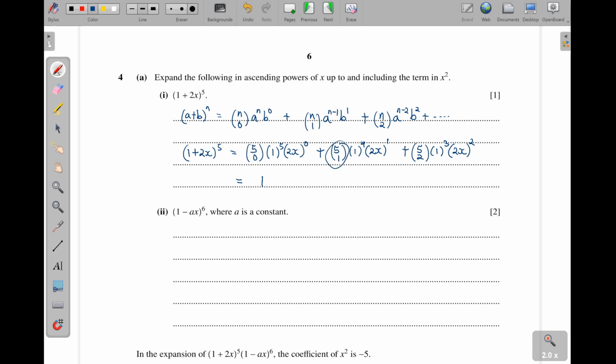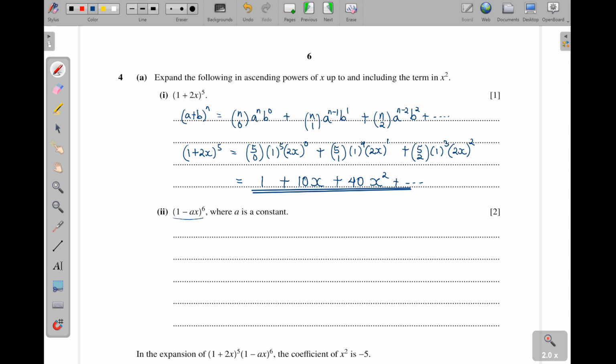Then this is 5 times the 2, that will be 10. So we have plus 10 of x. And then 5 combination 2 is the same as 5 times 4, that is 20 divided by 2, that is 10, right? And then times the 4 that comes from here, that will be 40. So we shall have 40, then x squared. Okay, this one continues. If it is to the power of 5 here, then that means there are 6 terms.